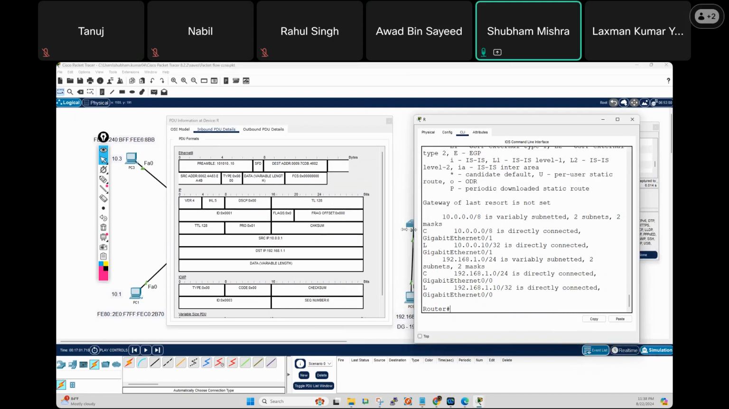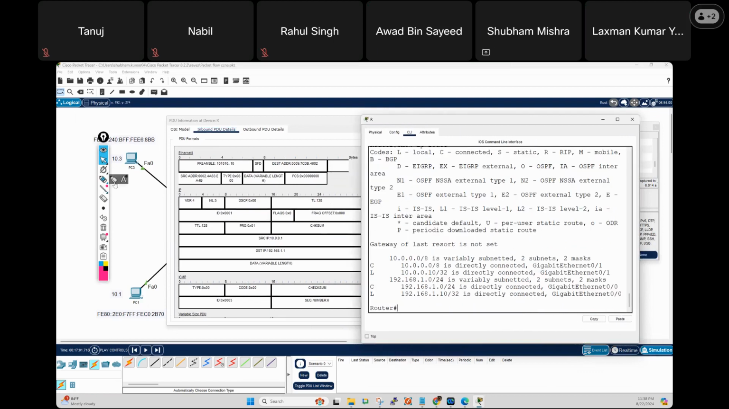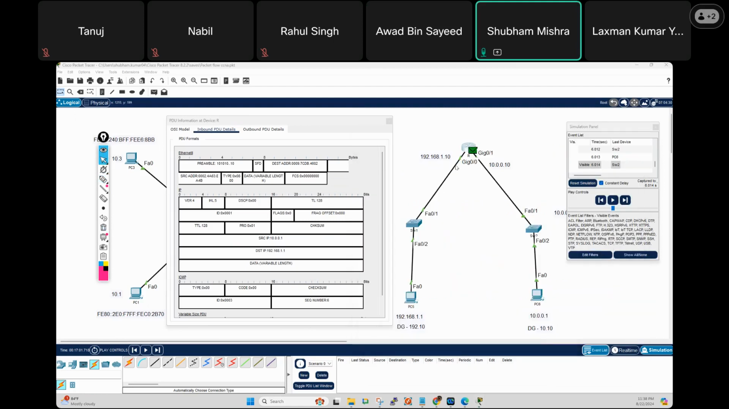And the router will find that 192.168.1.0 is directly connected on which interface? This network is directly connected on 0/0. So the router will forward this packet by 0/0. Clear, everyone? Yes or no? So the router will forward this packet by 0/0.